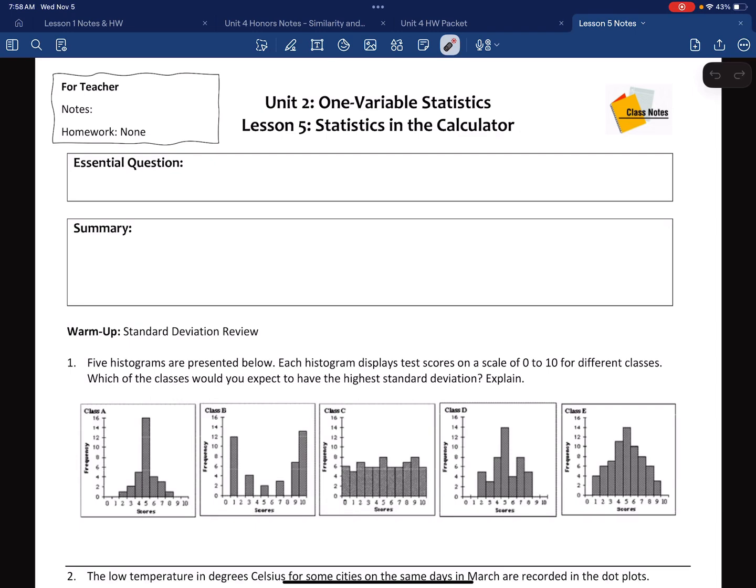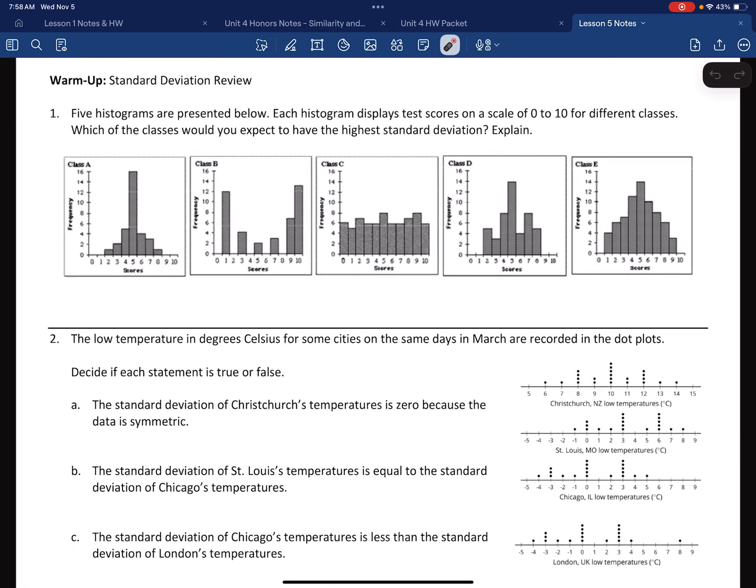All right, today we're going to be talking about how to find statistics using our calculator. So first, for a warm-up, we have number 1, 5 histograms are presented below. Each histogram displays test scores on a scale of 0 to 10 for different classes. Which of the following classes would you expect to have the highest standard deviation?